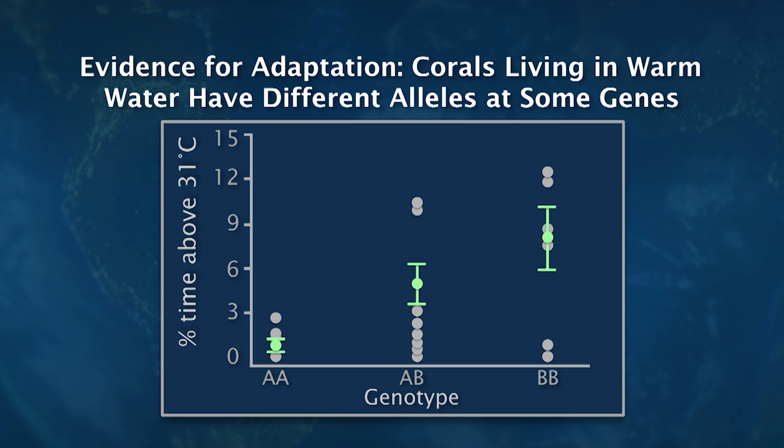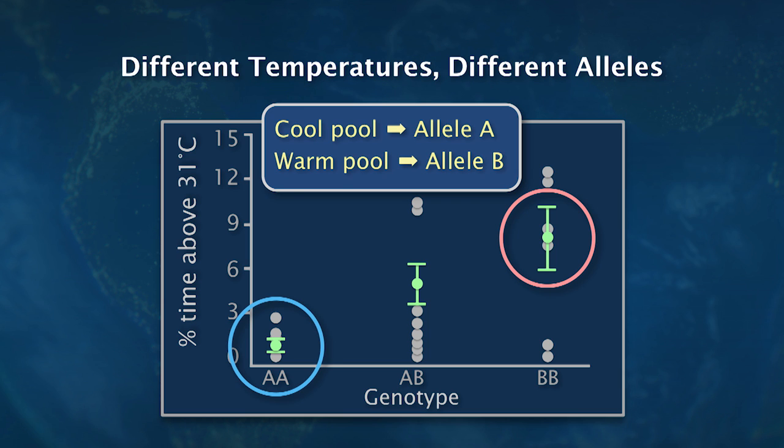This is just one of them, and what it shows is that the individual corals living at warmer temperatures, that is time above 31 degrees here on the y-axis, those corals tend to have a particular allele, just called B here, at a gene, whereas corals that live in the cooler parts of the reef tend to have an A allele at the same gene. A and B allele are just different versions, different DNA sequences at the same gene, doing the same sort of thing. But what it tells us is that the individual corals in this particular genetic locus are different depending upon the temperature they live in. There are about 100 genes like this in corals.